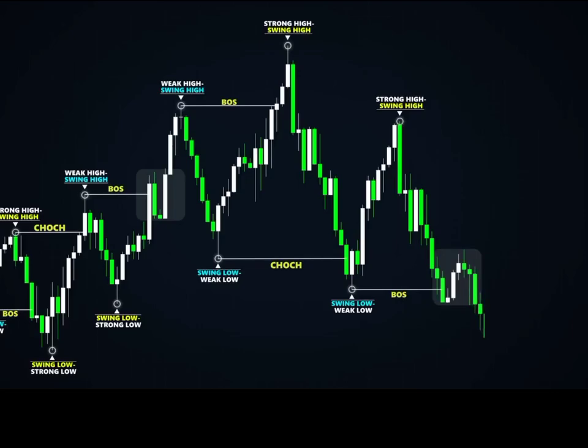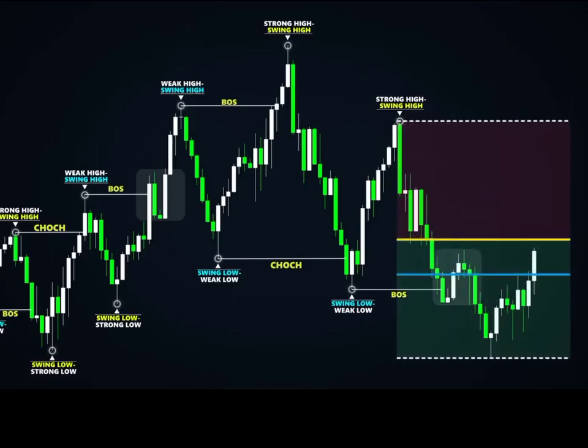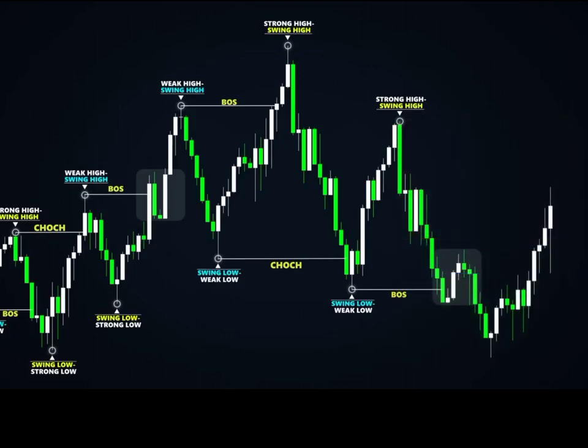Eventually, price pulls back deeper. Use the Fibonacci tool again from the same strong high. Now, price hits both the 38.2% and 50% levels. So yes, it's a valid pullback. We mark the weak low.